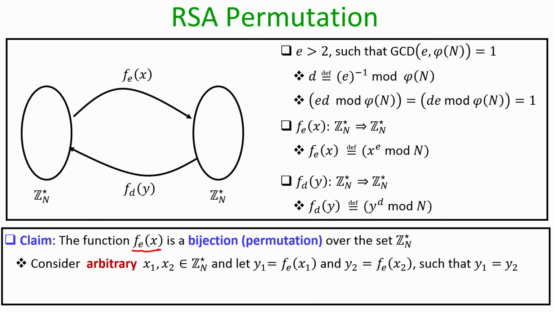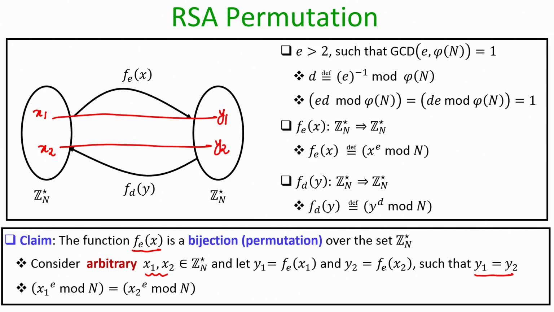For showing the bijection, let us consider an arbitrary pair of inputs, arbitrary elements x 1 and x 2 from the set Z_n star. Suppose the mapping of x 1 as per the function f sub e is y 1, and the mapping of x 2 as per the function f sub e is y 2, such that y 1 and y 2 are the same. Then we want to conclude that x 1 and x 2 are also the same. How do we conclude that?